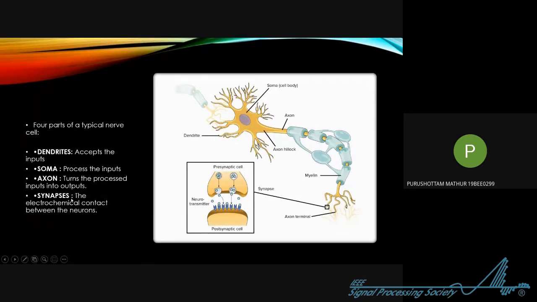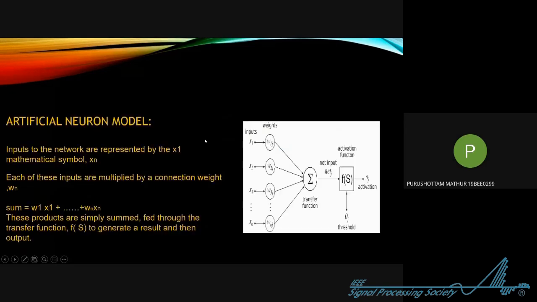Synapse is the electrochemical contact between the neurons. This is the contact point. You can see in the picture it is clearly mentioned what exactly this is. So the exchange of information takes place through these only, and these are connected again to some dendrites. The information travels, and then this continues.